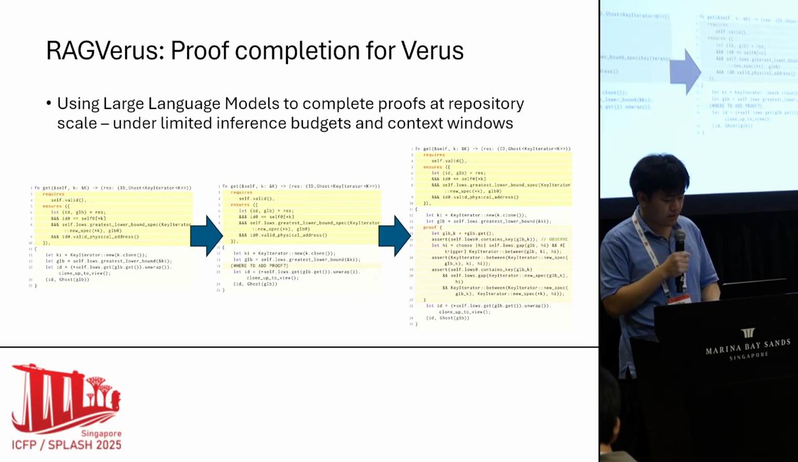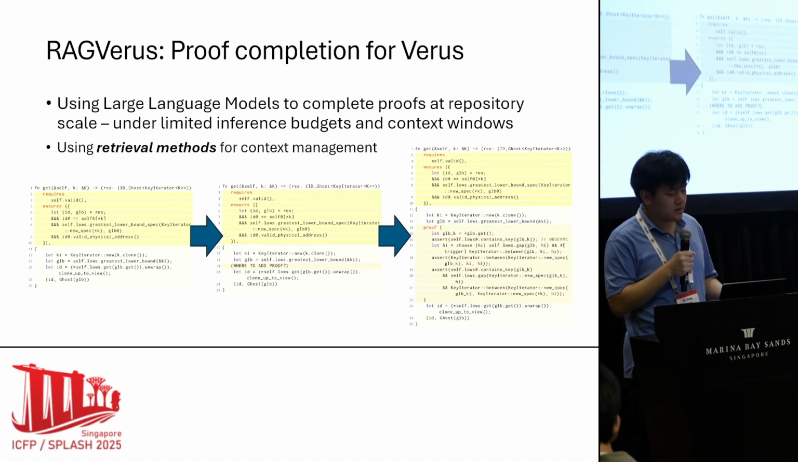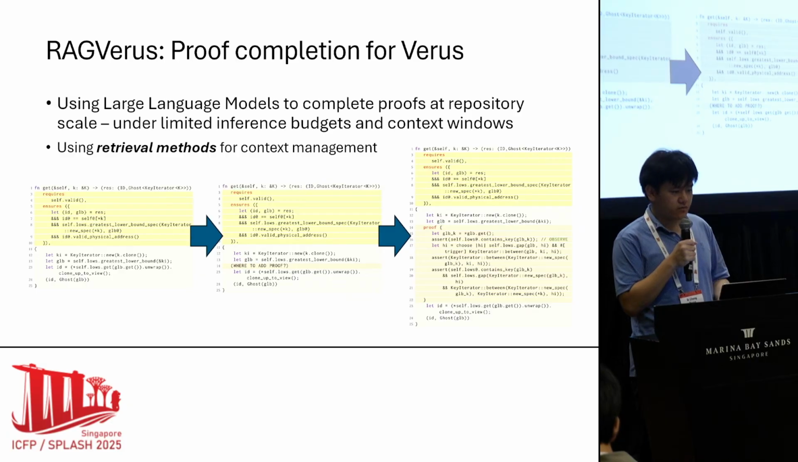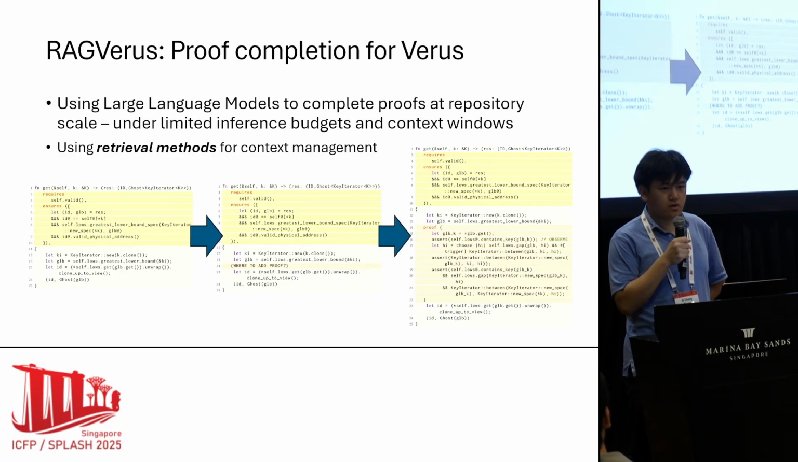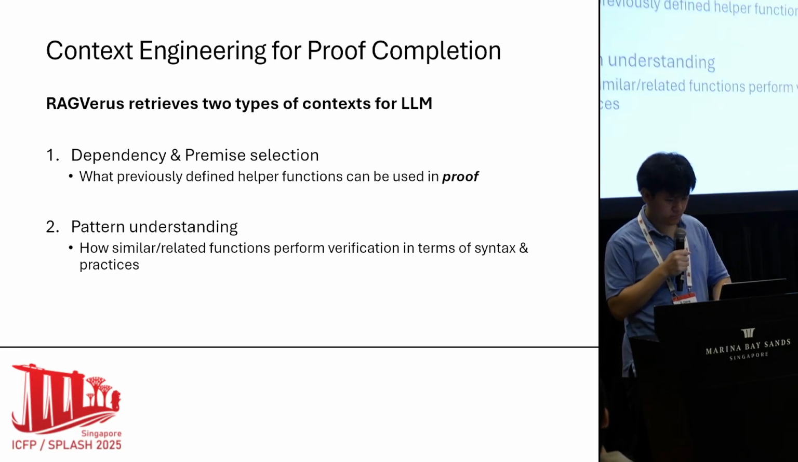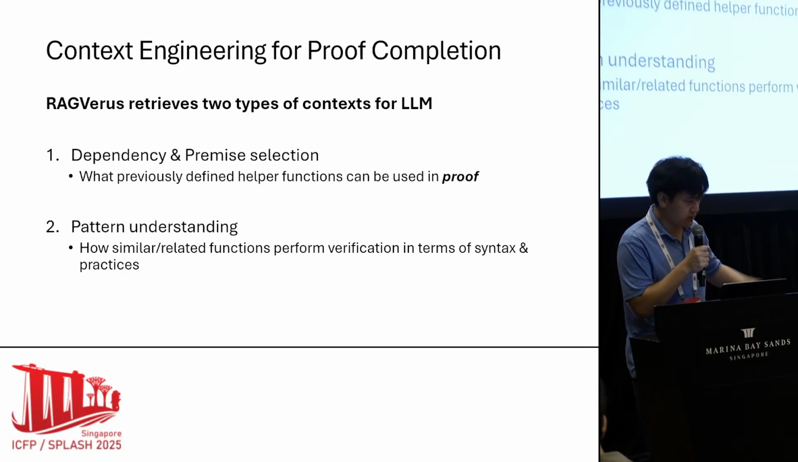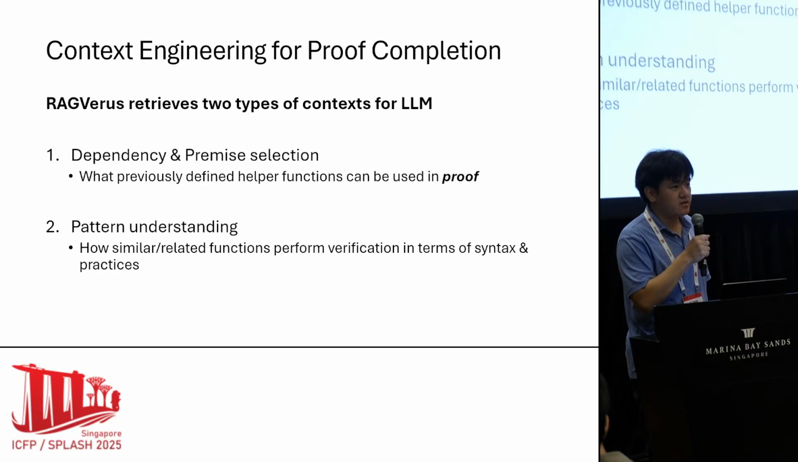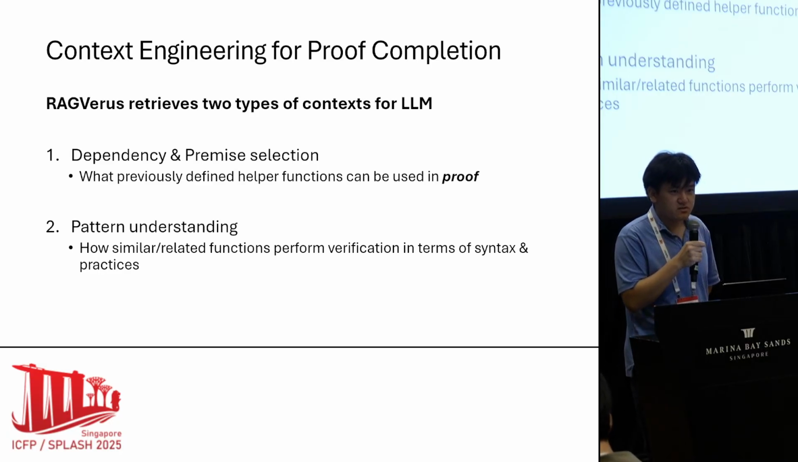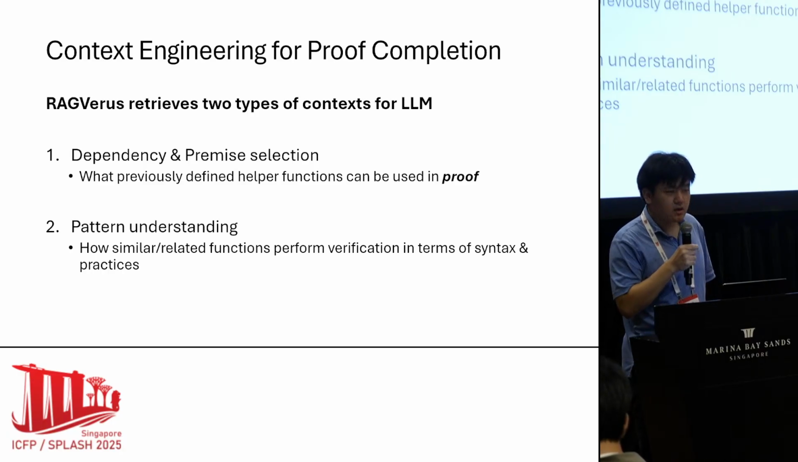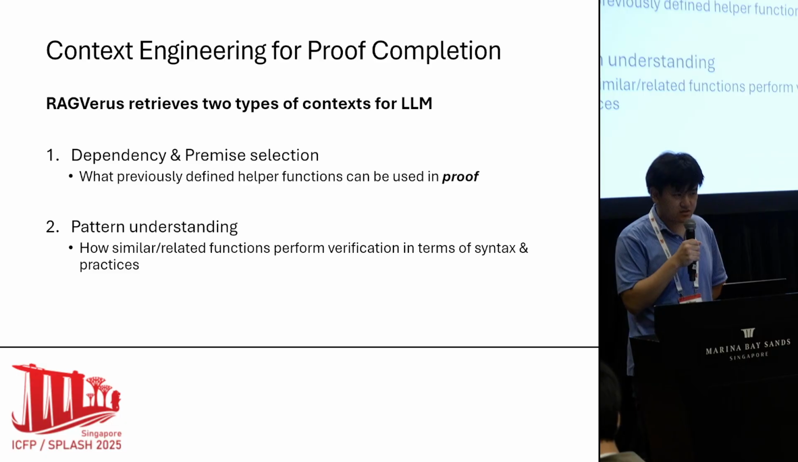We address this by using the Verus tool that we will be talking about, which is a retrieval augmented method for context management. Specifically, we try to retrieve two types of contexts using the Verus tool to aid the language model. The first is what dependencies and premises the current proof completion task requires, where we try to identify previously defined helper functions that already exist in the repository and can be used in the proof process directly. Secondly is pattern understanding.